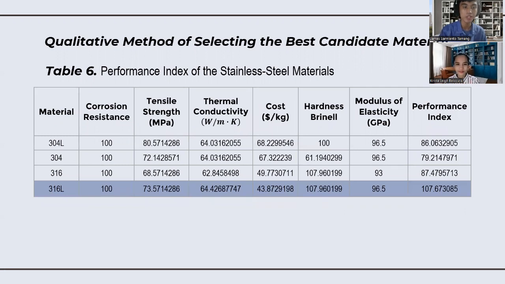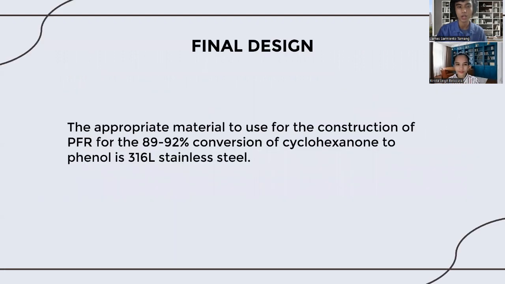Table 6 shows the performance index of said stainless steel materials. In this case, it shows that 316L has the highest performance index, which means that it is the best suited material for the construction of the plug flow reactor. So the appropriate material to use for the construction of PFR for the 89 to 92% conversion of cyclohexanone to phenol is 316L stainless steel.